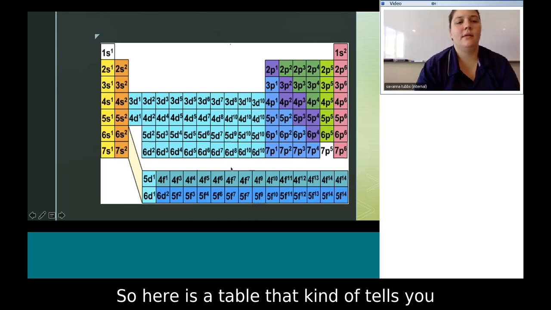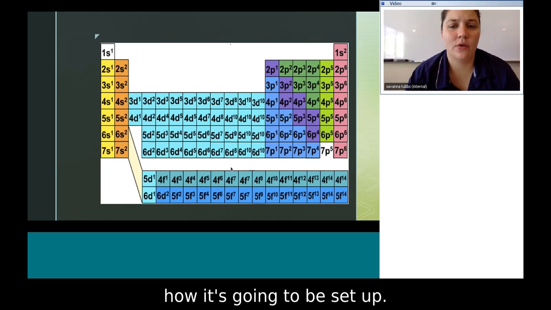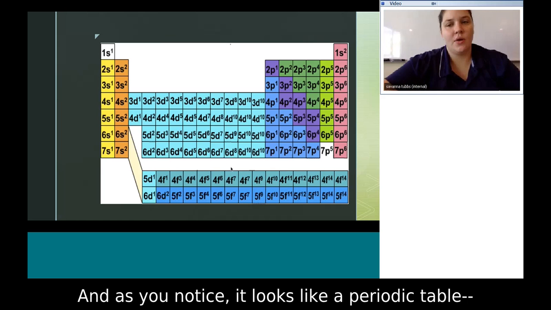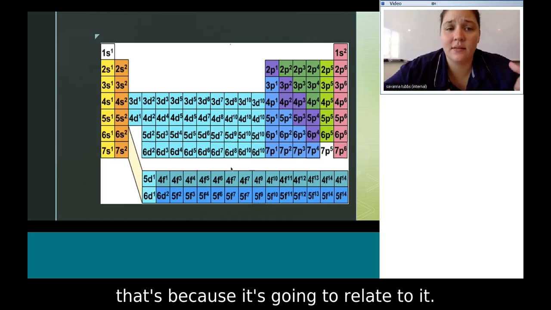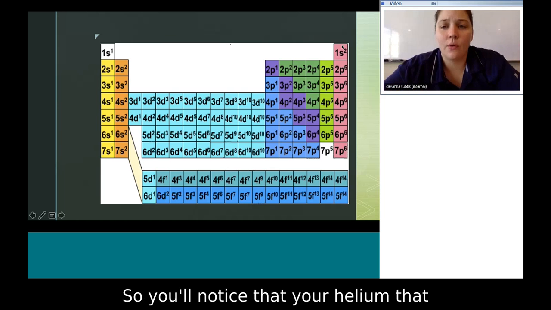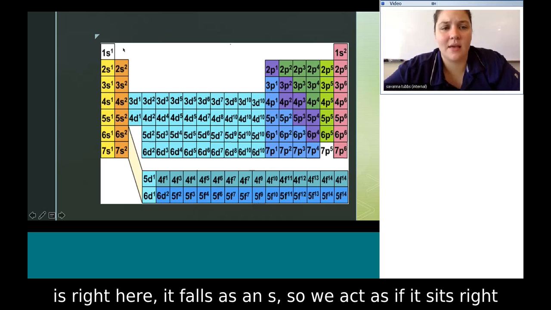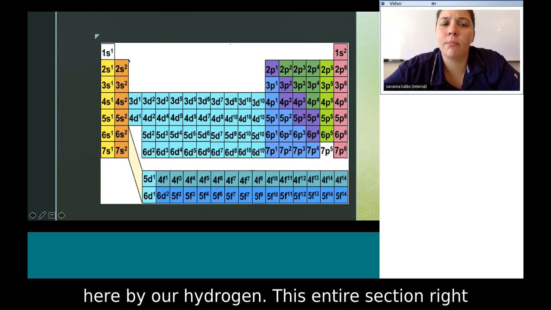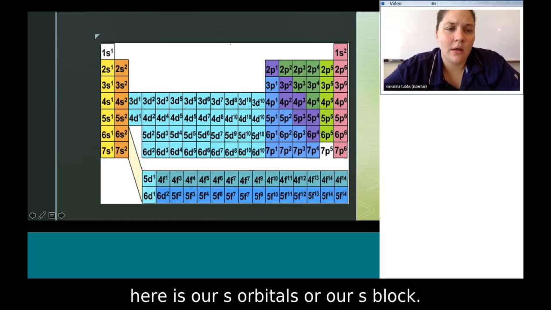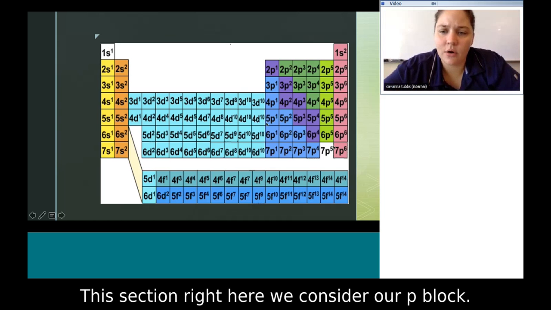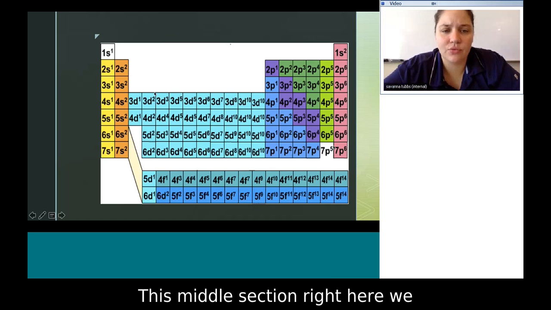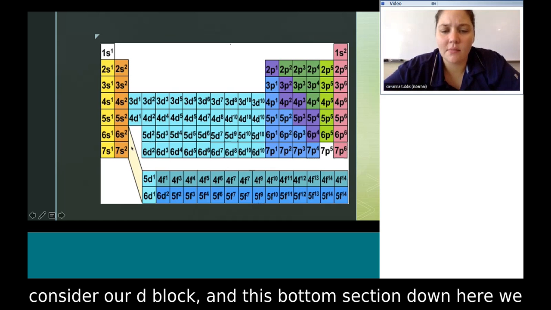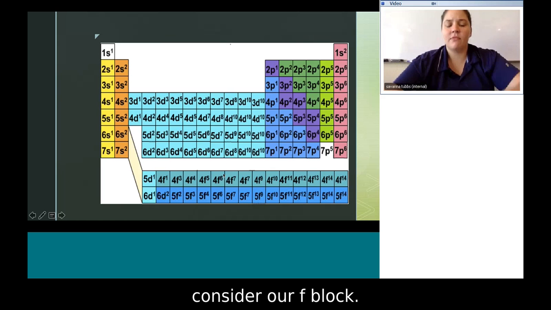So here is a table that tells you how it's going to be set up. And as you notice, it looks like a periodic table. That's because it's going to relate to it. You'll notice that your helium that is right here, it falls as an S. So we act as if it sits right here by our hydrogen. This entire section right here is our S orbitals, or our S block. This section right here, we consider our P block. This middle section right here, we consider our D block. And this bottom section down here, we consider our F block.